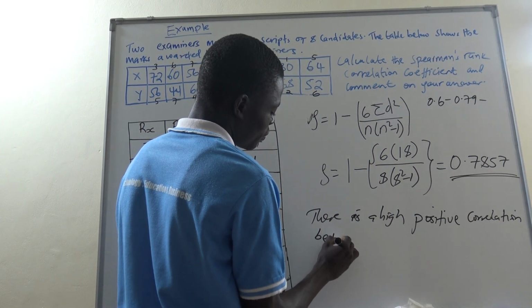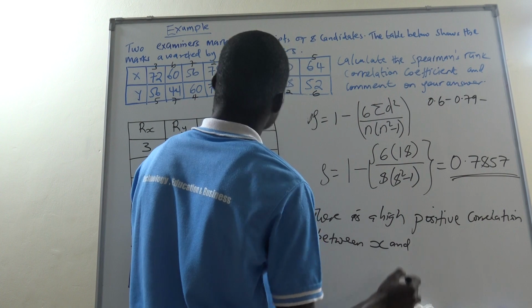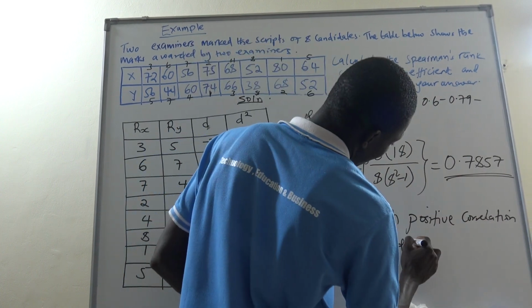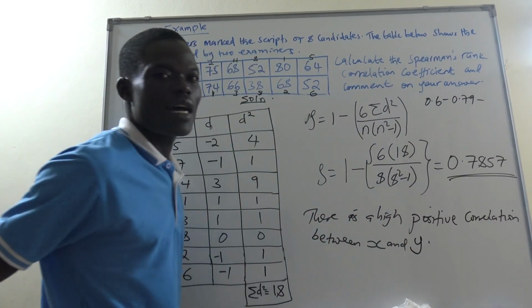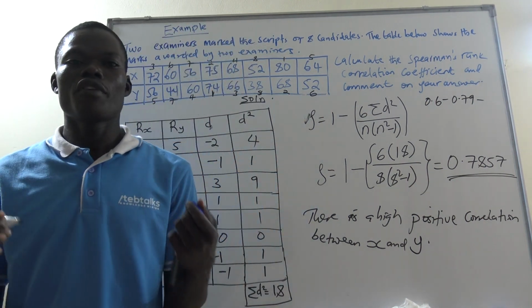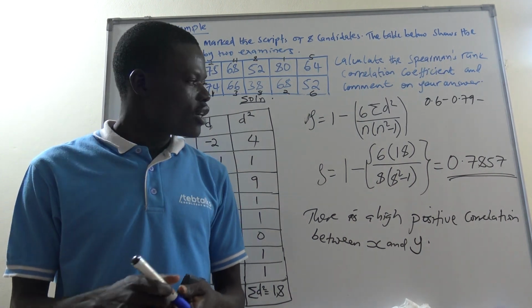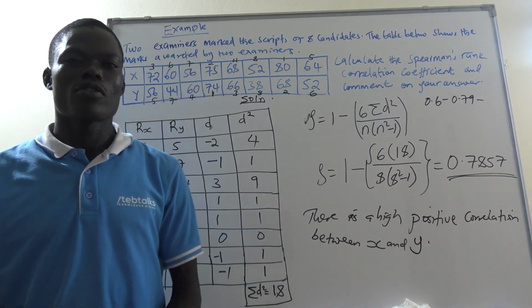between examiner X and examiner Y. So that's how we calculate this rank correlation coefficient, and that's how we comment on the answer which we have got.